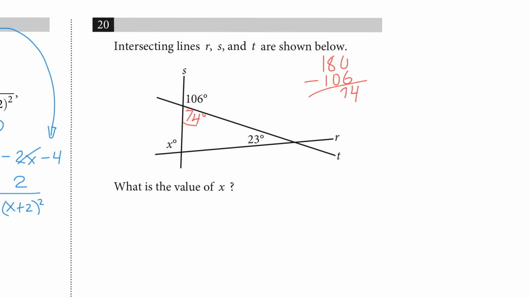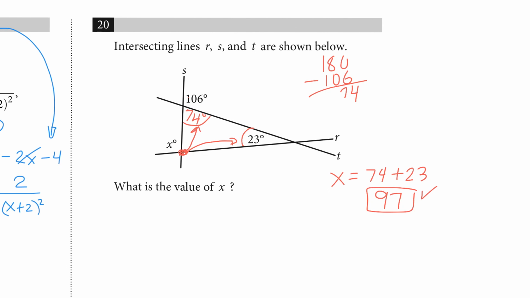So I have 74 degrees, and I have 23 degrees there. And this is the exterior angle at this vertex. The exterior angle is the sum of the other two angles furthest away from that vertex. So x is actually going to be 74 plus 23. And if I add those together, I get 97. And that was x.